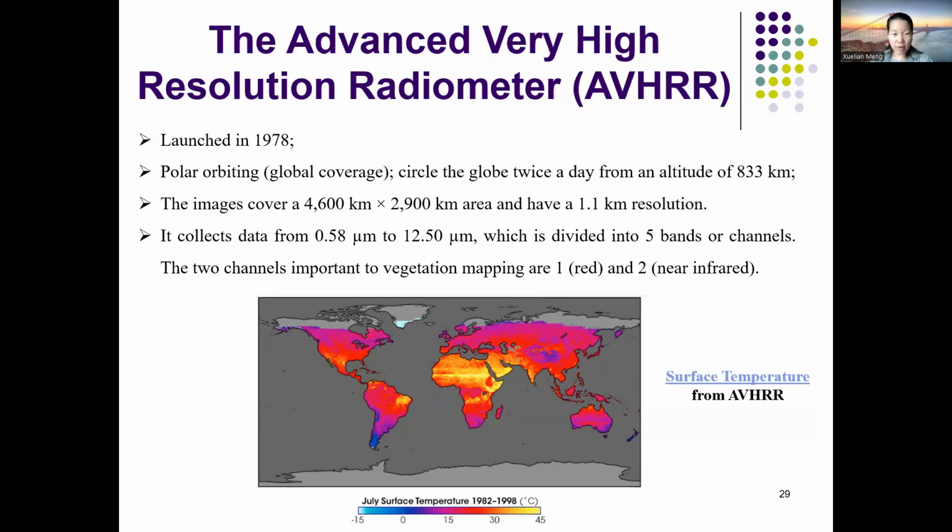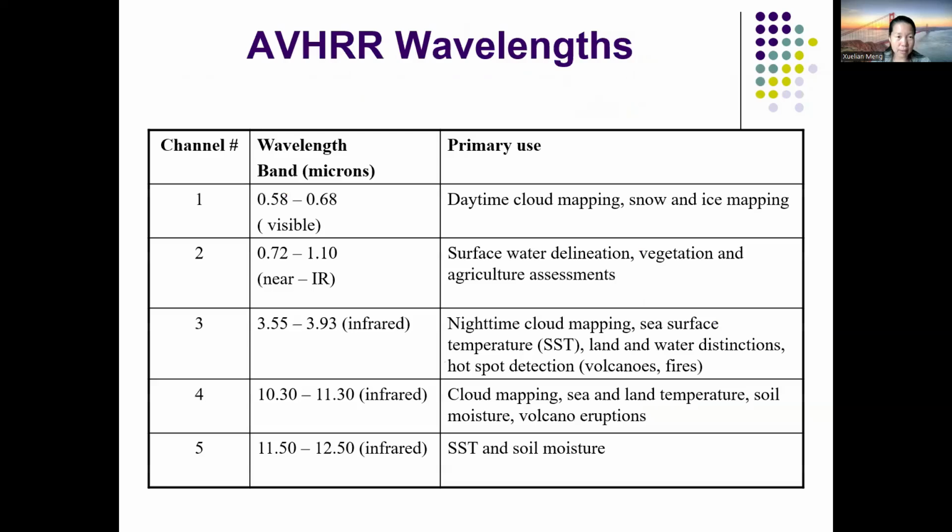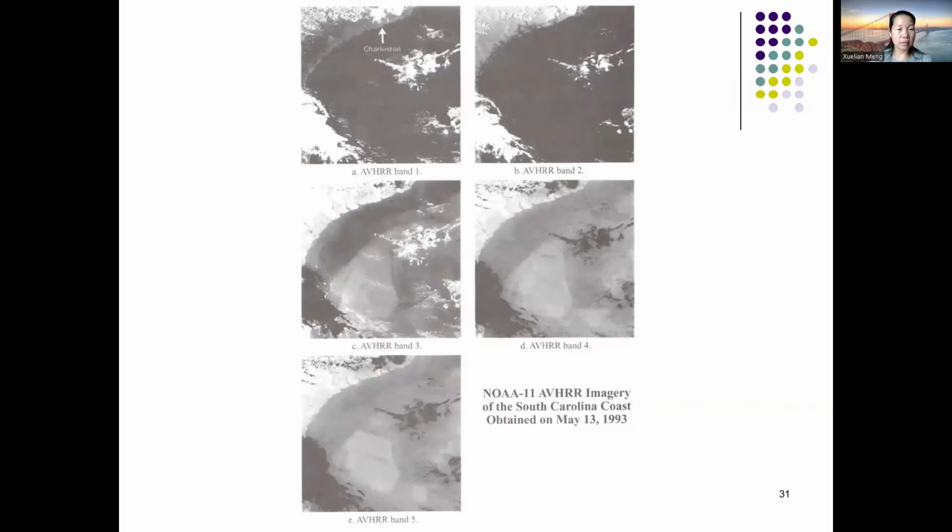It collects data from about 0.58 μm to 12.50 μm, which is divided into 5 bands. So this is an example of how the surface temperature from the sensor looks like. And then these are the specific wavelengths and their uses. So this is an example of bands 1, 2, 3, 4, and 5, an example of individual band images.